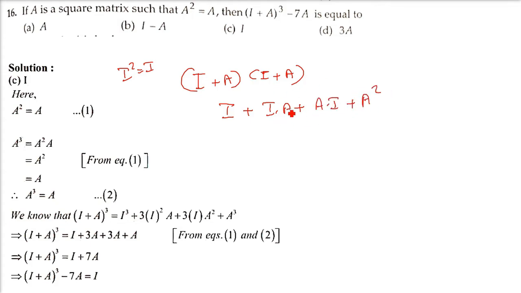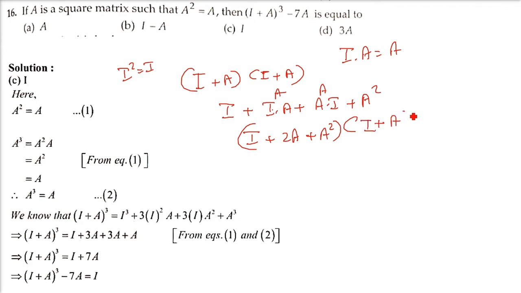So what do you see here? A into I is A only. Any matrix multiplied by identity matrix will be the same matrix. So what do you get? This is A, this is A, this is I plus A, 2A it is. Now A square is already given in the question as A. Since A square equals A, we have to multiply this whole again by I plus A. I am again saying, I plus A whole cube formula we are not going to use. It may come same, it may not, but we have to follow the proper procedure. So in place of A square, we will be putting A. So this is 3, I plus 3A. We have to multiply it with I plus A.